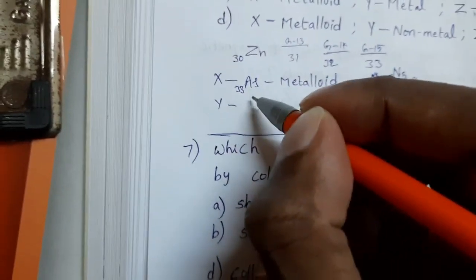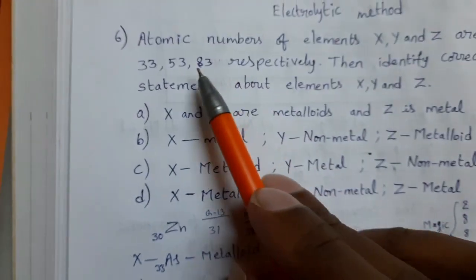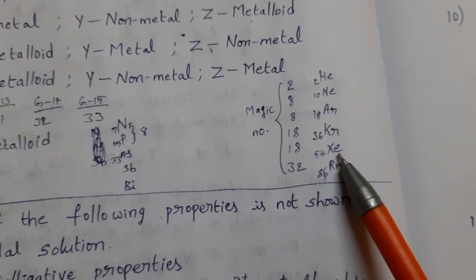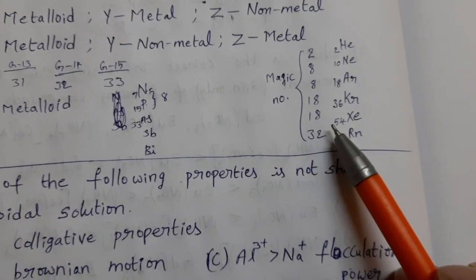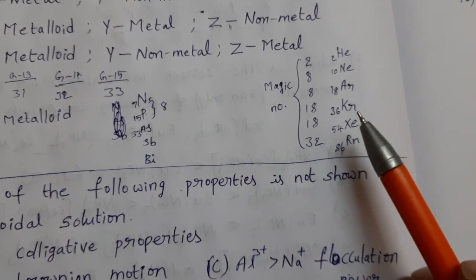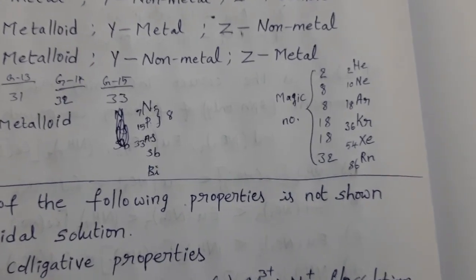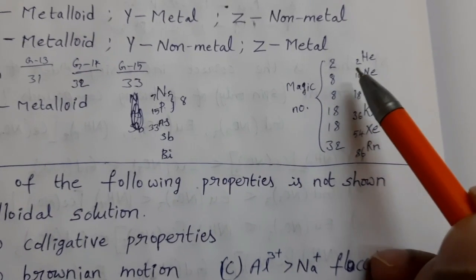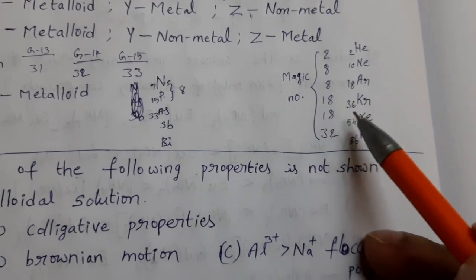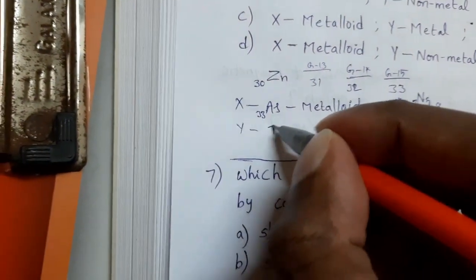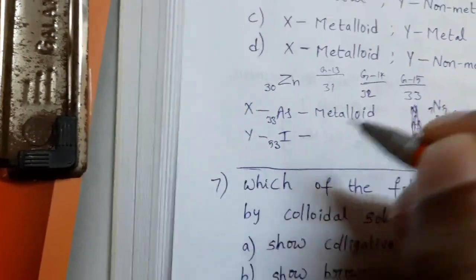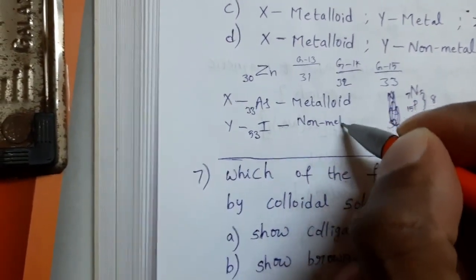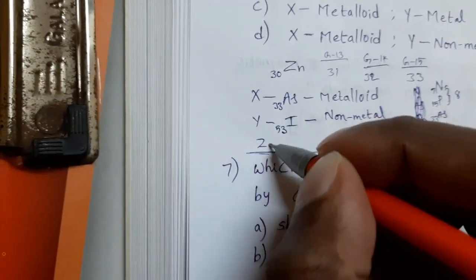Next, Y. What is the atomic number? Y atomic number 53. See here, xenon has atomic number 54. Before that, what is the group? Group 17. What are the elements in group 17? Fluorine, chlorine, bromine, iodine. So fluorine atomic number 9. Iodine, atomic number 53. What type of element is iodine? Non-metal. Y is iodine.